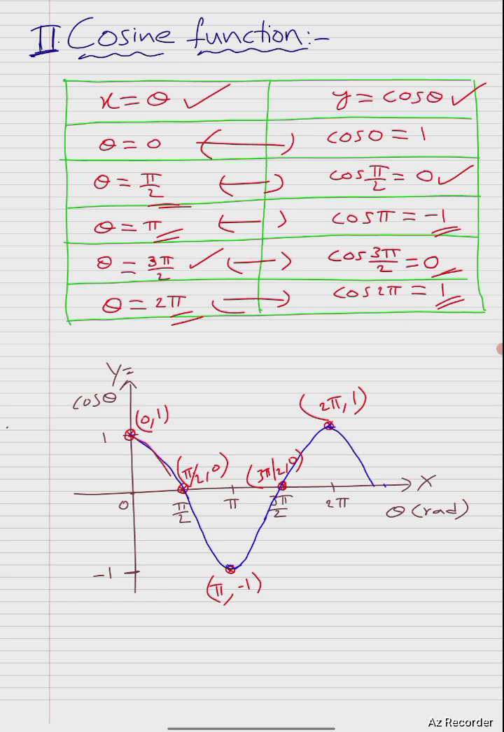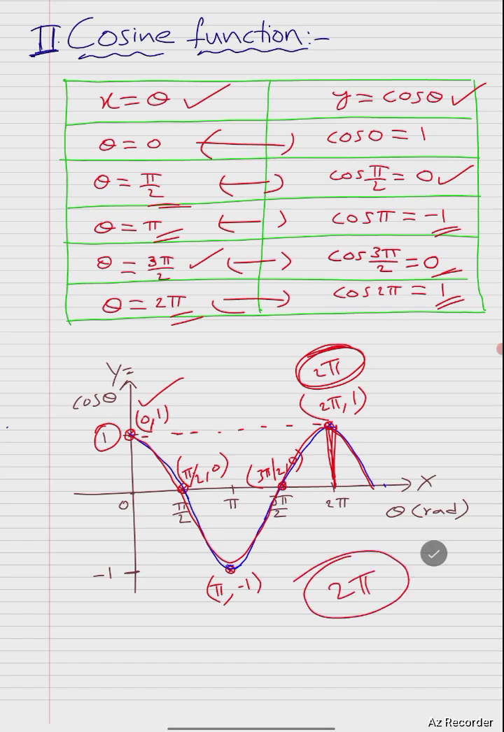Now if you join all these points, the waveform looks like this. Here we started with angle 0, and we got cos value 1. It is repeated exactly after a 2 pi interval. So initially the cos value is 1 at 0 degrees, and again the cos value is 1 at 2 pi radians. So this is also a periodic function because it has an interval of 2 pi radians. Cos values repeat after every 2 pi interval. That's why the cosine function is also a periodic function.